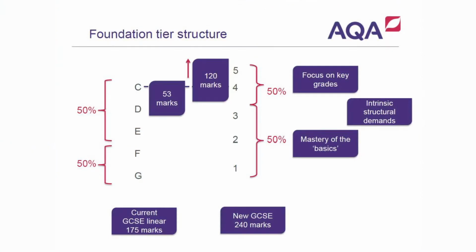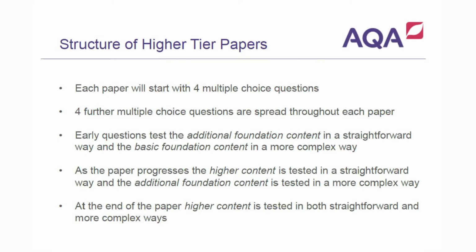The foundation tier ranges now from a level 1 to a level 5. As you can see, it used to be a C to G range, and level 5 is now harder or higher than the old C grade. However, in order to get a level 5, there's a lot of difficult work, and you need to be getting 80% or more on the paper. Each paper consists of 4 multiple choice questions. This is different from the Edexcel syllabus. These questions are graded in difficulty and are only worth 1 mark each. It is recommended that students do not spend a lot of time focusing on the multiple choice questions, as they can lose valuable marks later on in the exam.